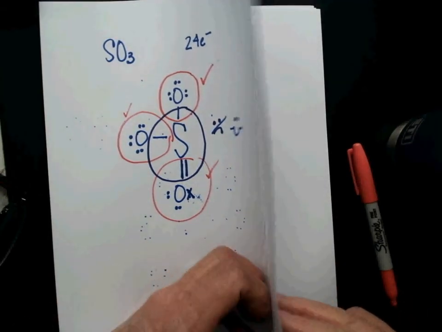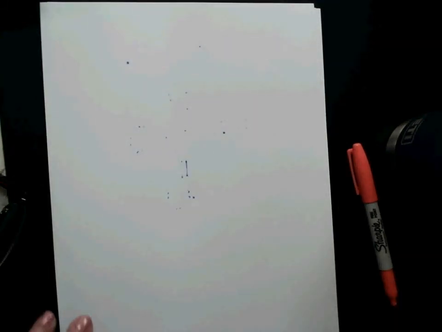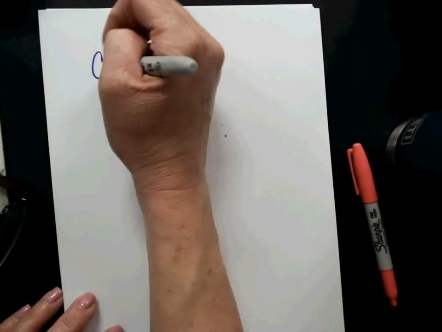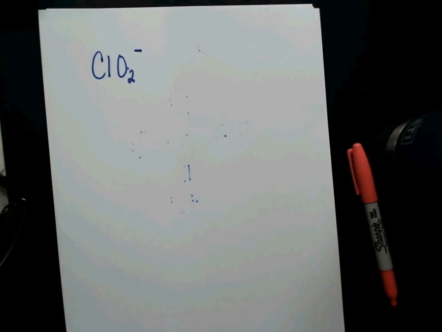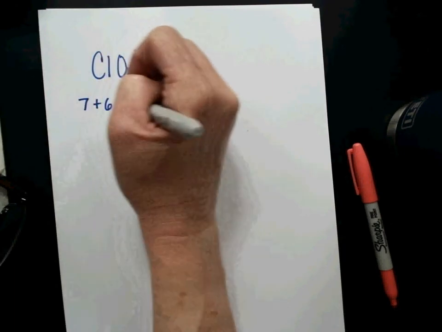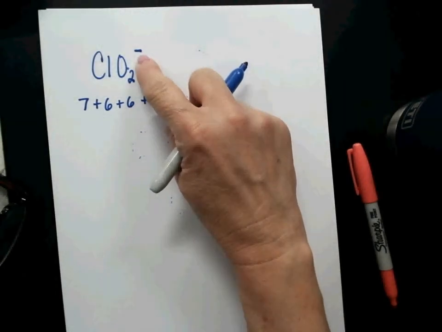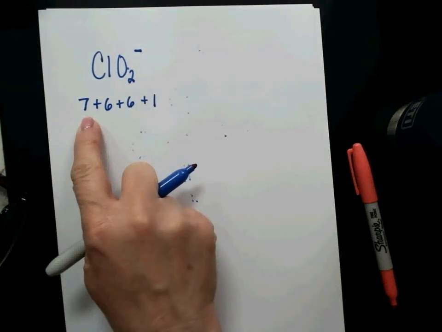So let's look at this. Let's look at how we draw a polyatomic ion or a compound with a charge. That was the little challenge I put down at the bottom. I think some of you got it, some of you, I don't know, didn't. So let's look at this one. ClO2, 1 minus. Find your total number of electrons. Don't do anything until you find them. And don't forget to add on your extra electron that negative sign gives you.